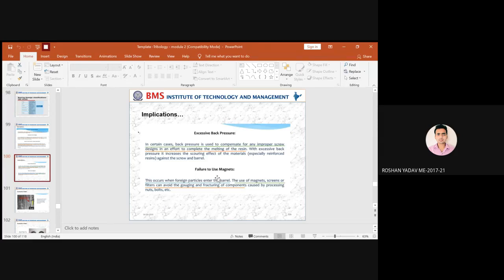So next is failure to use magnets. Sometimes this usually comes across when you have foreign particles. If you're using a magnet, a screen or filters to avoid some type of clogging and fracturing of the components, this usually is a protocol used to get a proper adherence. This usually is not widely used, even though they could use some magnetic materials or filters to avoid any clogging between the two mechanical components. This can result in fracturing across the surface of the components. So this usually might be caused in processing or synthesizing the nuts, the bolts, or whatever.